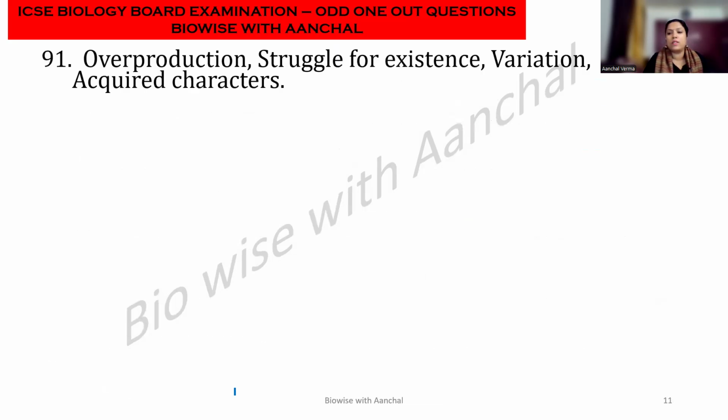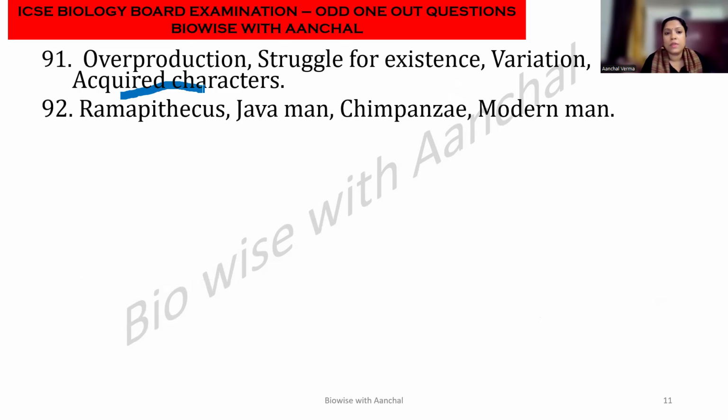Overproduction, struggle for existence, variation, and acquired characters. Now, acquired characters, because the rest three are the steps, or the postulates, of Darwinian theory, natural selection. Acquired character is Lamarckian theory. The rest explain the natural selection theory or Darwinian theory.